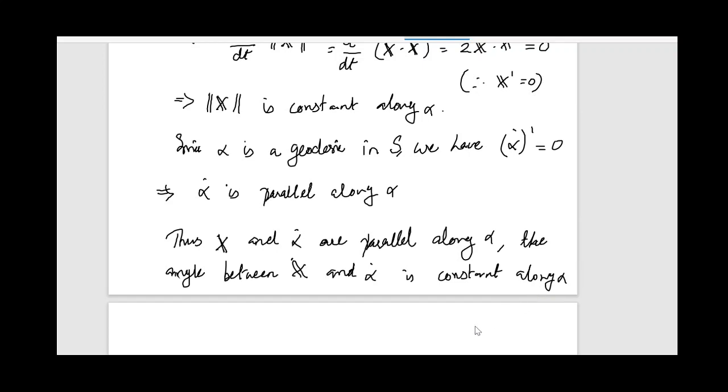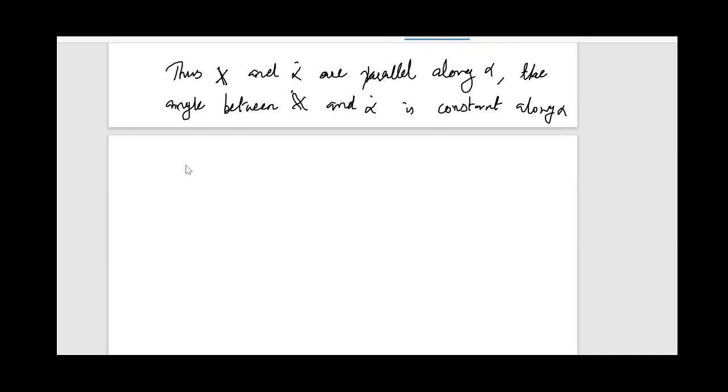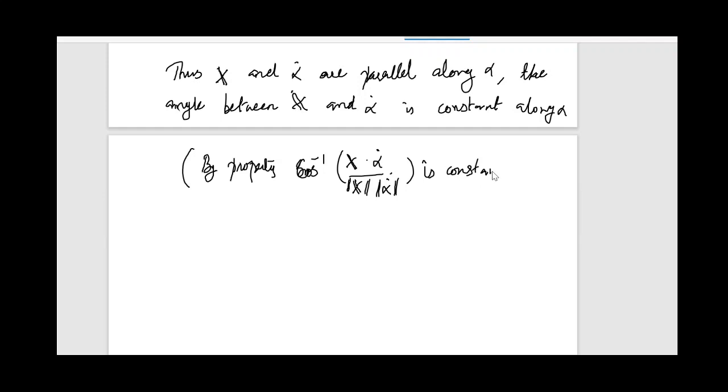What's the reason? We have studied the properties. By property, cos inverse of X dot alpha dot by norm of X into norm of alpha dot is constant, which is nothing but the angle between these two, X and alpha dot. So we have proved one part.